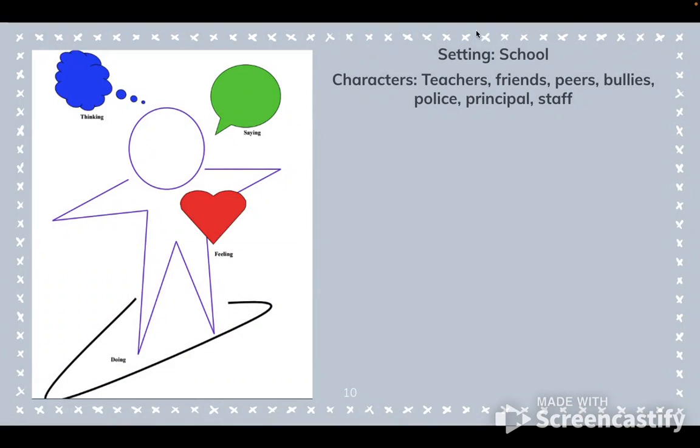So let's flip it and say that our setting is school. And the characters are teachers, friends, peers, maybe even bullies, police officers, principals, and the other staff at the school. We are going to be thinking, saying, feeling, and doing very, very different things. We're going to be doing our schoolwork while we're at school, right? Might be feeling anxious or nervous or overwhelmed because we have a lot of work to do at school. We might be saying things like x equals 3 or the setting affects the characters because, and that's not generally something you're going to say when you're at home, right? And you might be thinking about science, or you might be thinking about language arts.